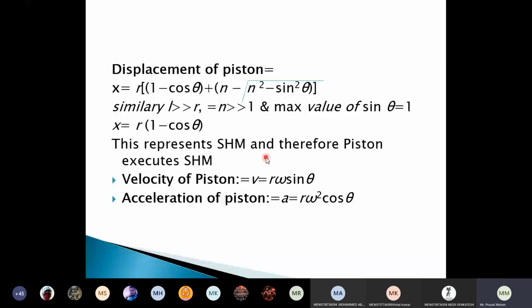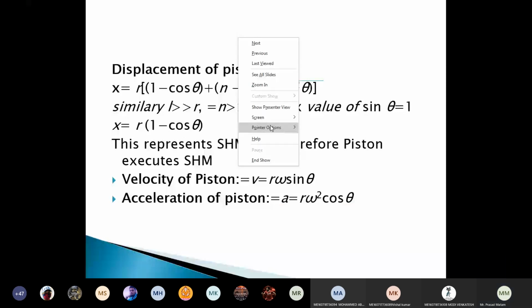Now what we are doing? We are differentiating x with respect to time. We are getting the velocity. V is equal to r omega into sine theta. Again, differentiate velocity with respect to time. We are getting acceleration a, which is equal to r omega square into cos theta.